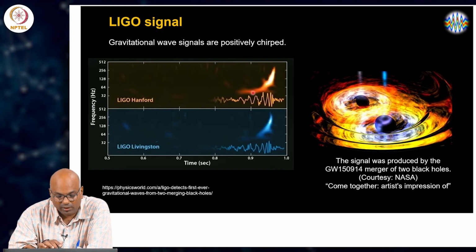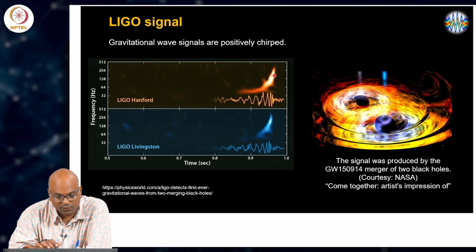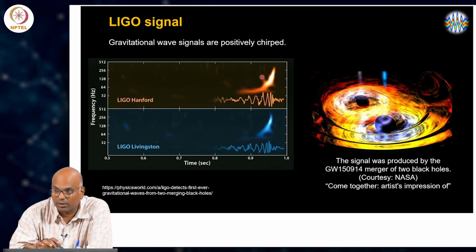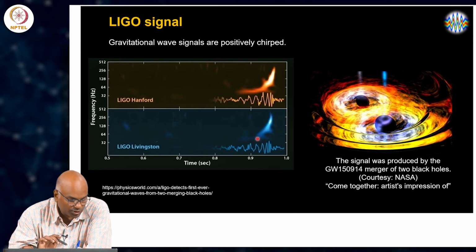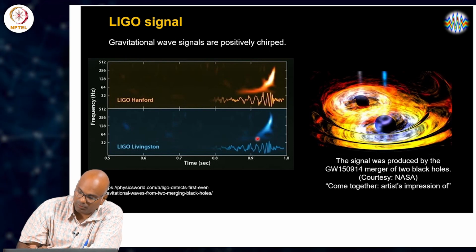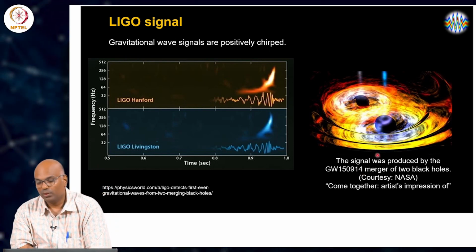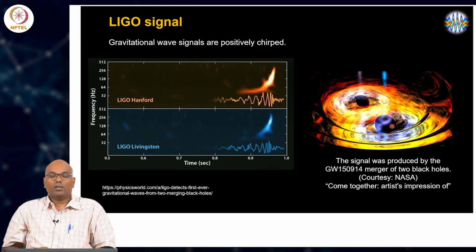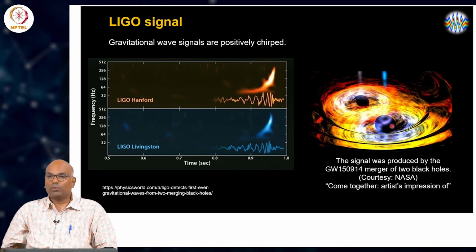Here you can see that essentially as a function of time, the frequency is changing somewhat quadratically. So, it does carry even a nonlinear chirp, it seems. Of course, this signal was produced by the merger of two black holes. This is some sort of an artist's impression of two black holes merging.